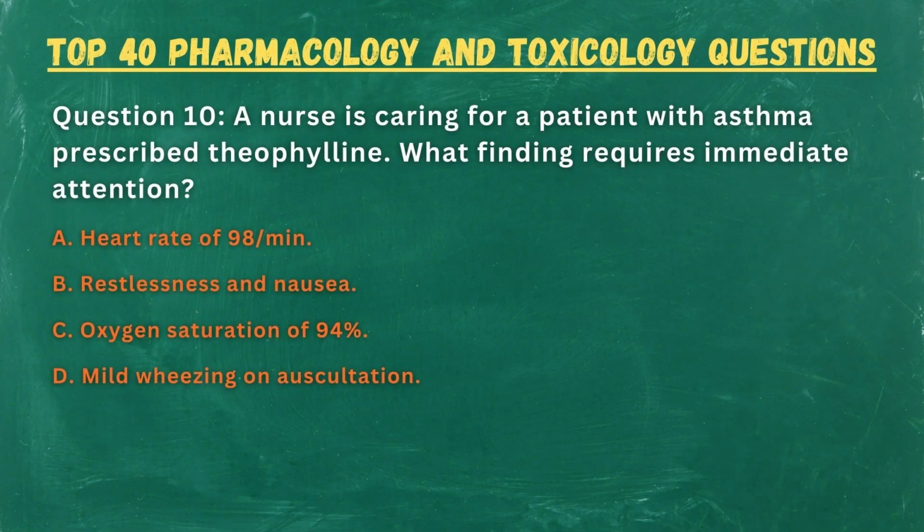Question 10. A nurse is caring for a patient with asthma prescribed theophylline. What finding requires immediate attention? A. Heart rate of 98 per minute. B. Restlessness and nausea. C. Oxygen saturation of 94%. D. Mild wheezing on auscultation. Answer: B. Restlessness and nausea.